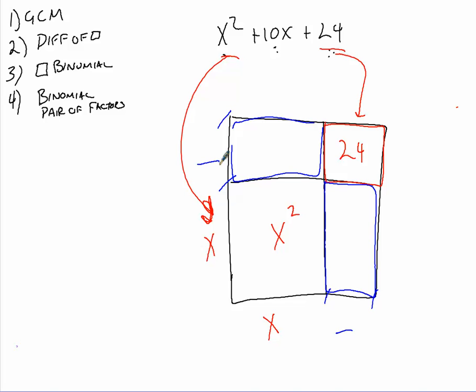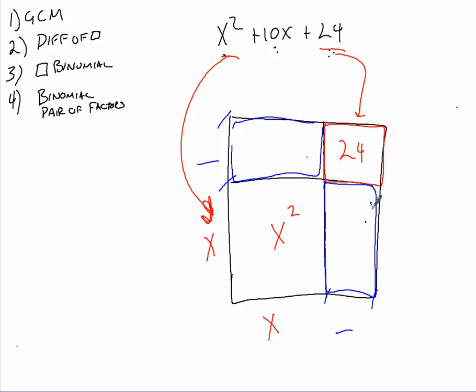So here's the question. My 2 blue rectangles have to add up to a certain number. What do they have to add up to? Aiden? 10. Not just 10, but 10x. 10x. So the sum of these 2 rectangles must be 10x. So here's the question. What times what is equal to 24? But when you add them together, we'll see.